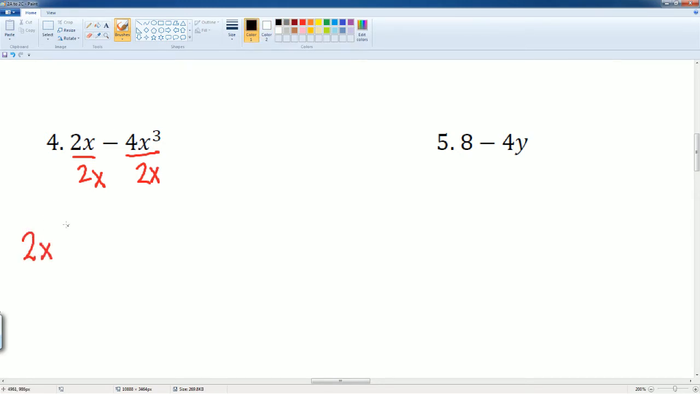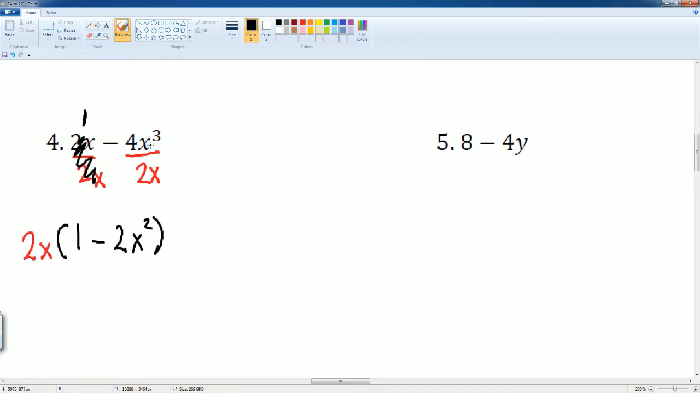And let's see what's left over. 2x divided by 2x just becomes the number 1. So we write 1, bring down the minus. 4 divided by 2, that gets you what? 2, right? 4 divided by 2 is 2. X cubed divided by x is just x squared.